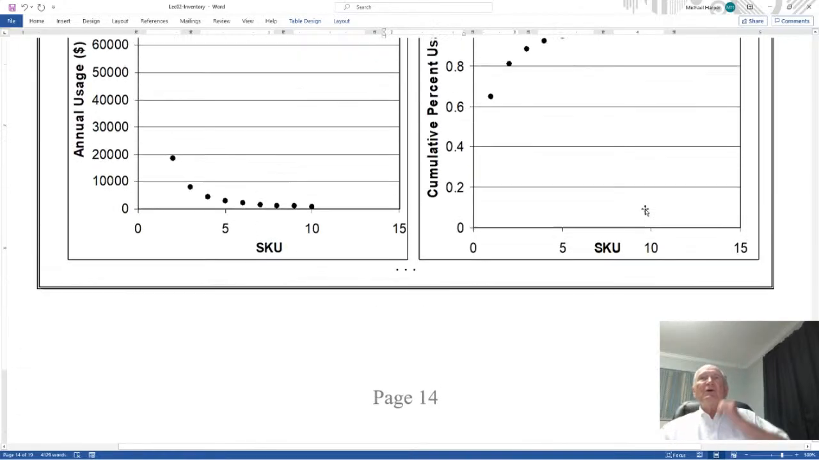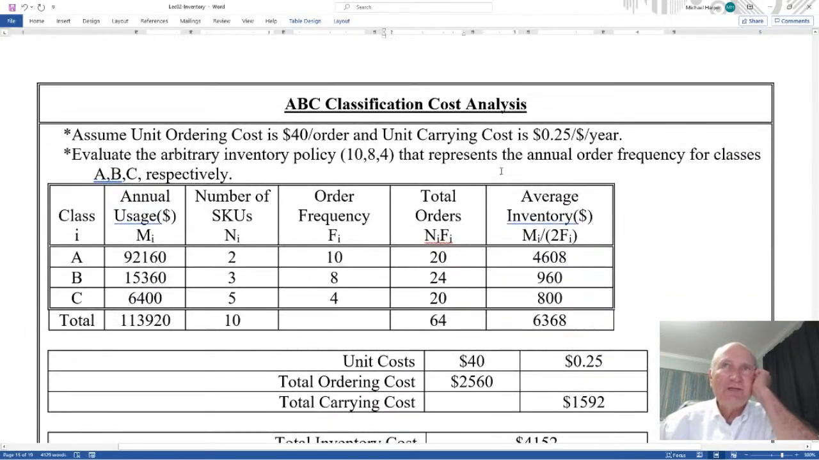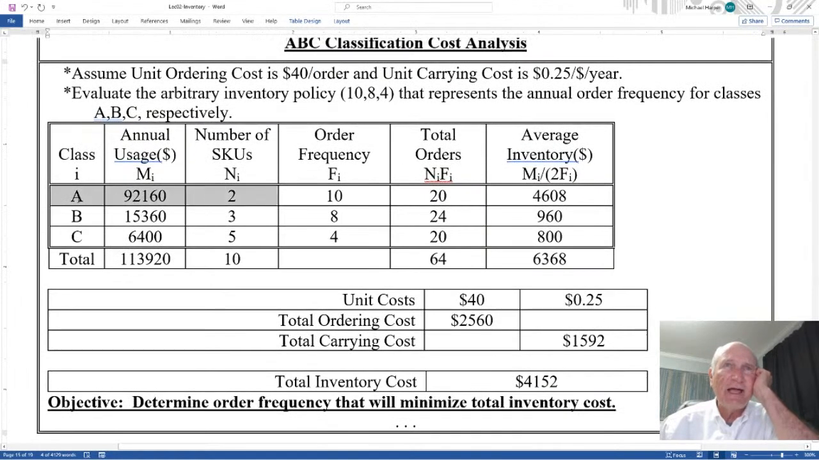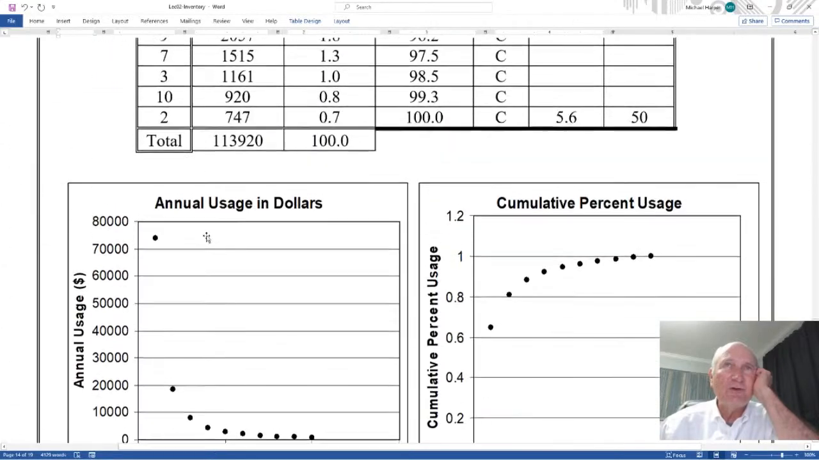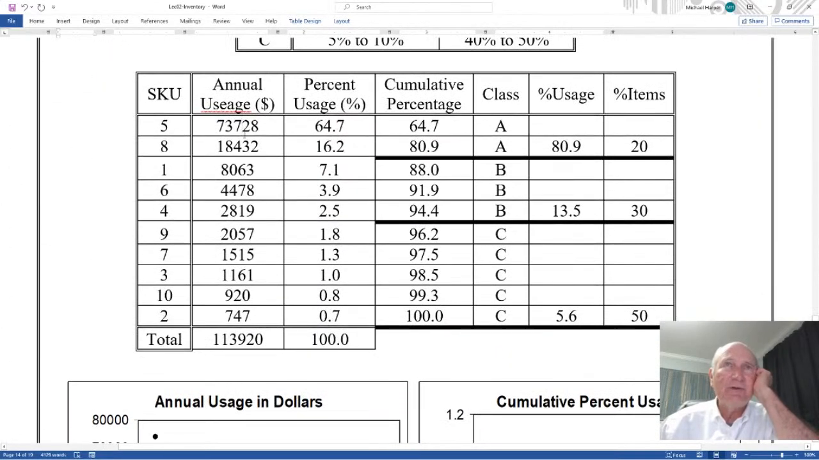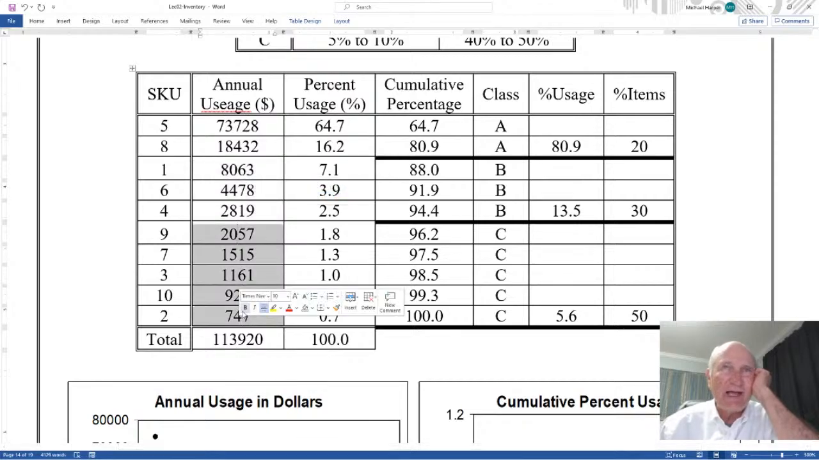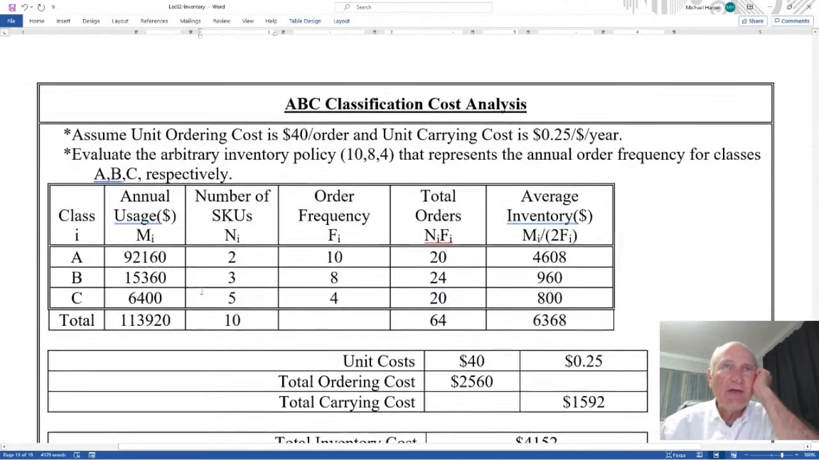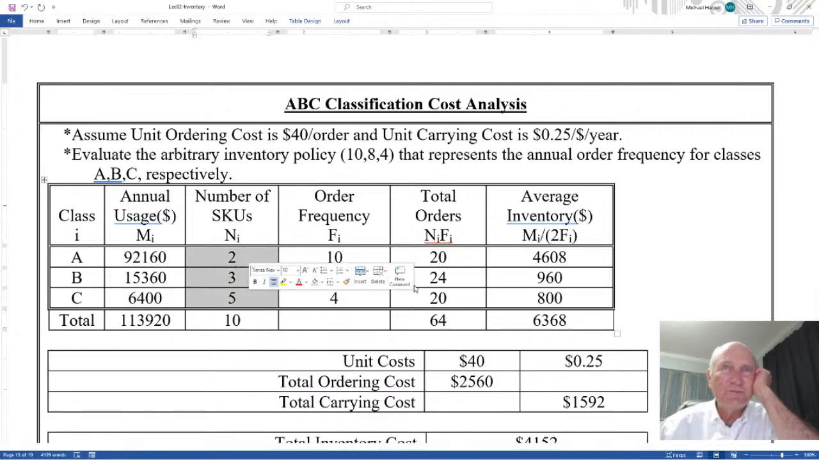Okay, so let's go a little deeper. Let's do a cost analysis of the ABC classification. Let's take this classification of 2 in my Class A items, 3 in my Class B, 5 in my Class C. And then what I want to do here is add up the usage. If I add this together, I'm going to have this usage in my A items, my B items, my C items, and this is the number of SKUs.